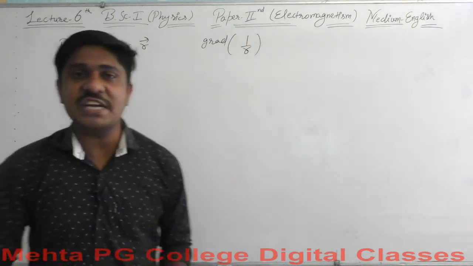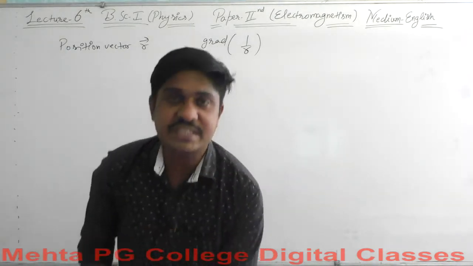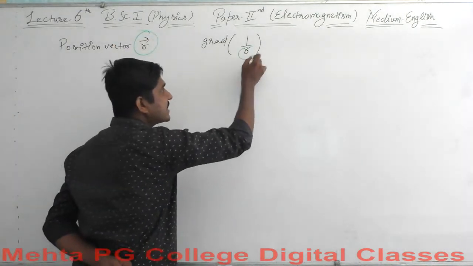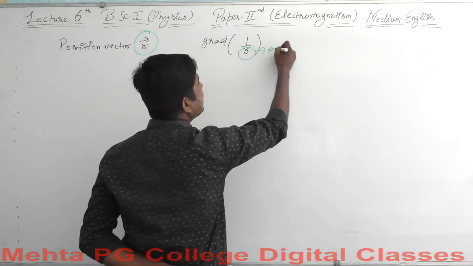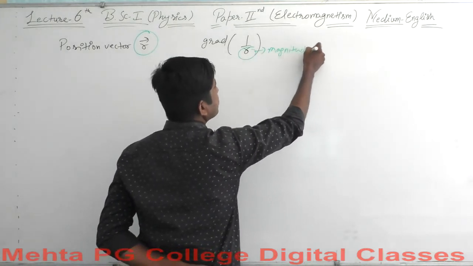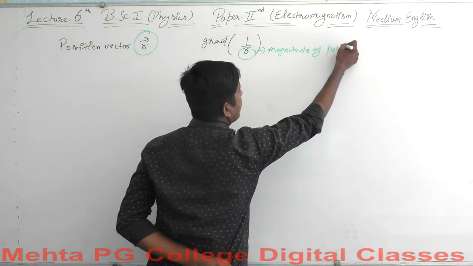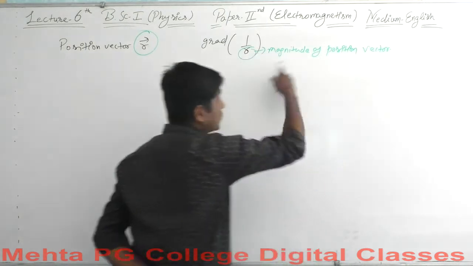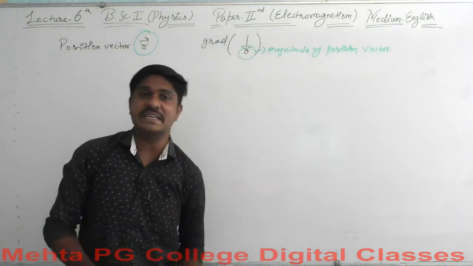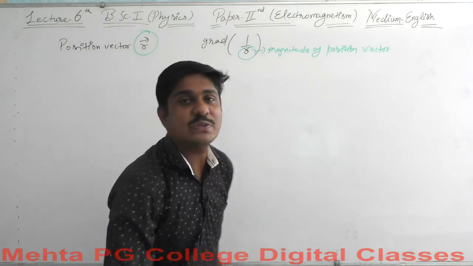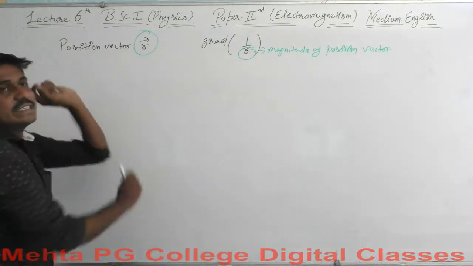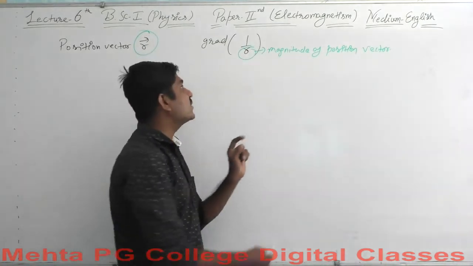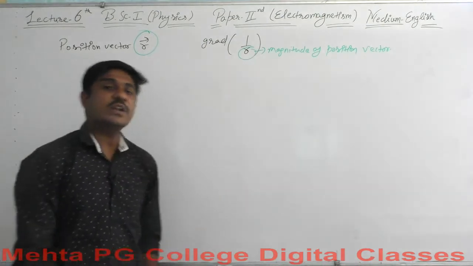Here is a little change which can confuse you. Here it is the position vector, and here, this is the magnitude of the position vector. This is not a vector, this is a scalar quantity. So first we are supposed to convert this position vector to a scalar quantity, and then we will find the gradient of 1 over r.